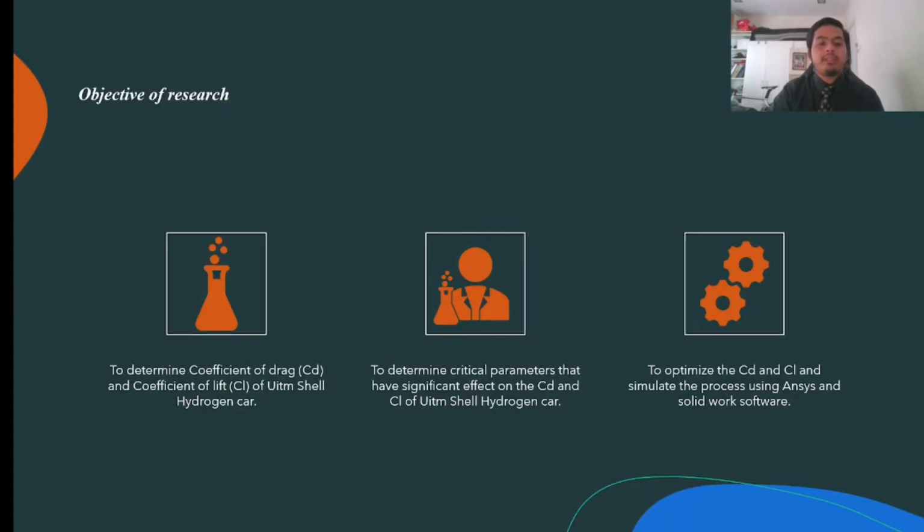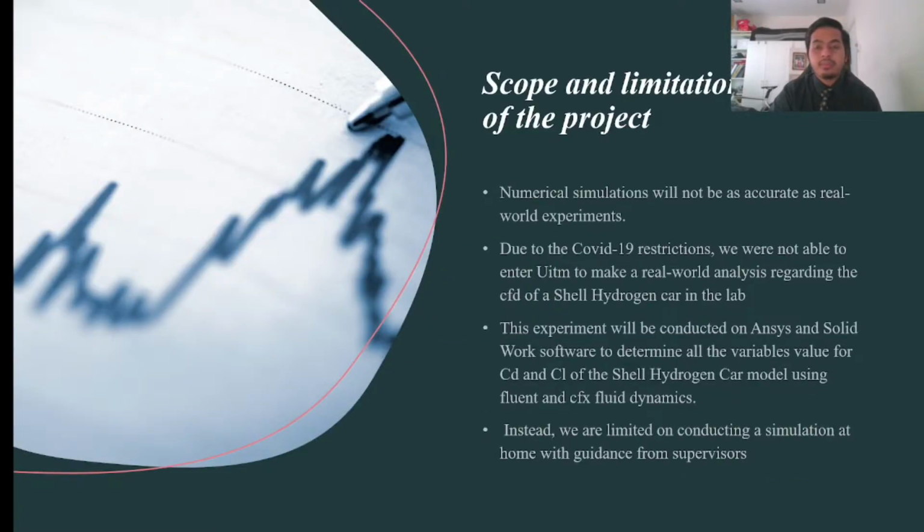The objective of this research is to determine the coefficient of drag CD and coefficient of lift CL of the UiTM Shell hydrogen car. It is also to determine critical parameters that have a significant effect on the CD and CL of the UiTM Shell hydrogen car, to optimize the coefficient of drag and coefficient of lift, and to simulate the process using ANSYS and SolidWorks software.